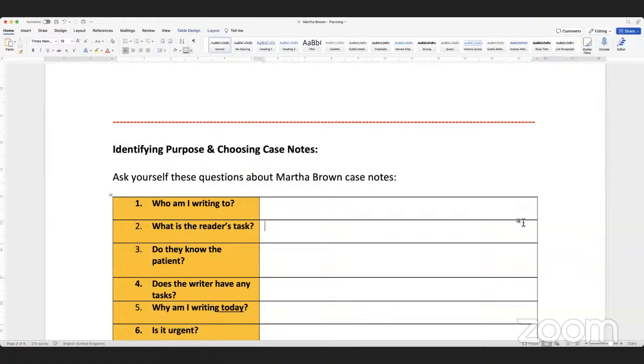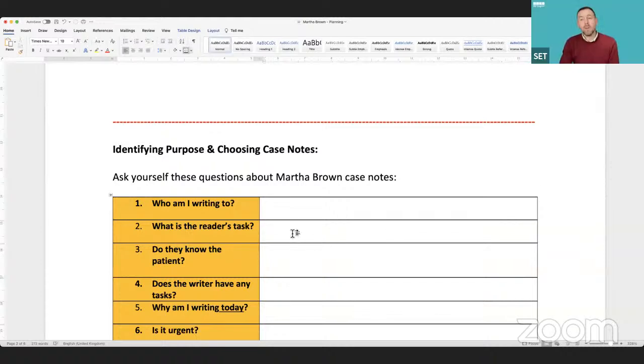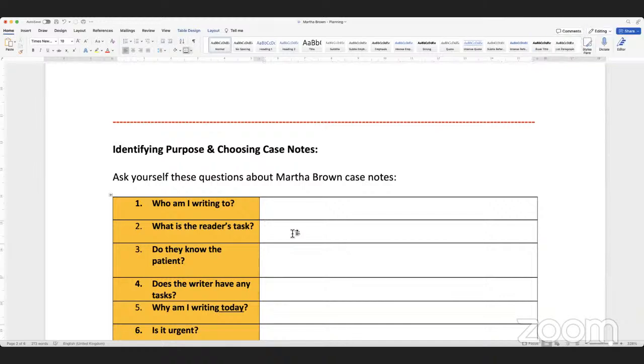So like the reason why I'm writing? Yeah, well, you could call it the purpose, but for me, the purpose is made up of the task and who I'm writing to and what the situation is. But yeah, basically the reason that you're writing the letter. Okay, thank you.